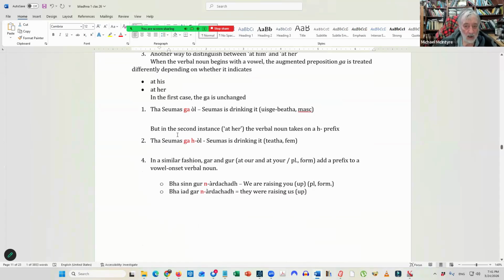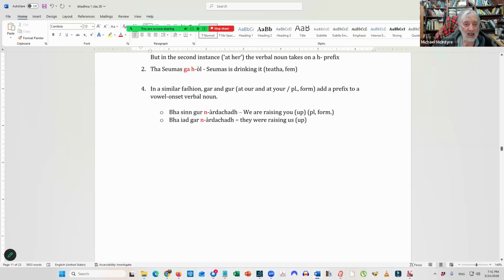And then, okay, here's another important one. When the verbal noun begins with a vowel, you insert an H if it's her. Hashemis Ga'ol, he's drinking it. Ushkebea, masculine. At her, the verbal noun takes an H prefix. Shemis Gahol, drinking it. Tea, feminine. All right, so that's another way to tell the difference.